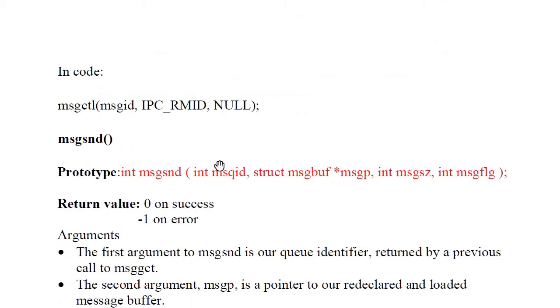So this is how we use msgctl in our code. Then finally we have the msgsnd system call. It is of this prototype. It returns 0 on success, -1 on error.